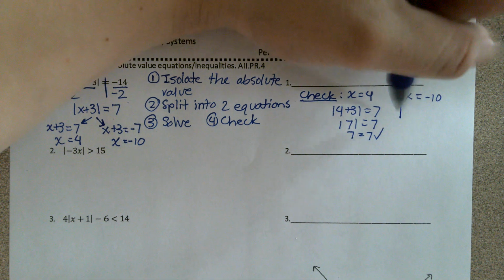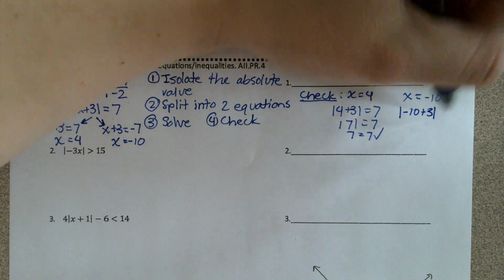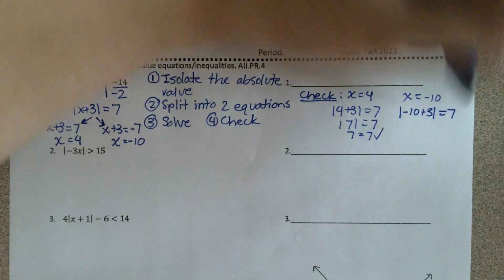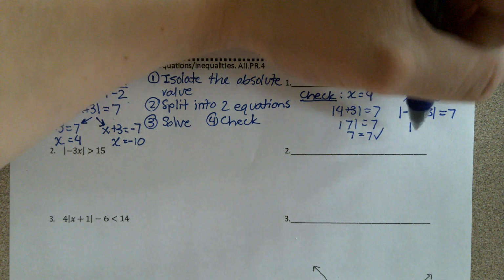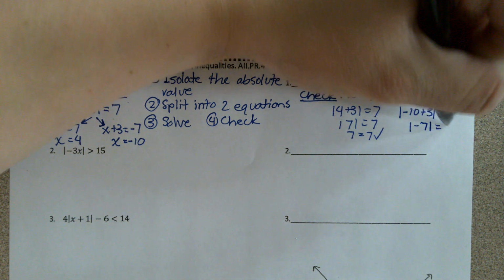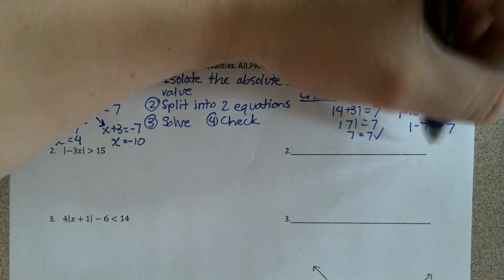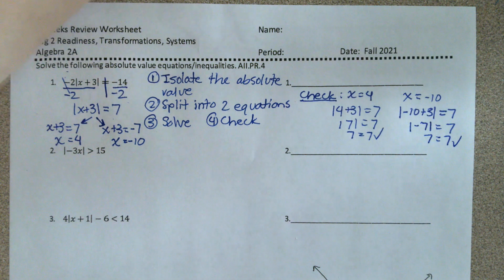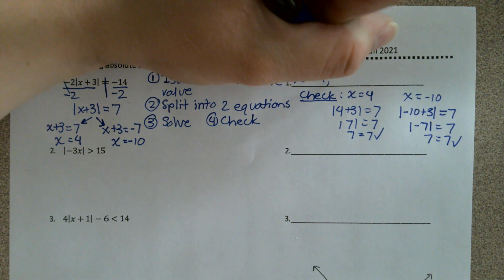Now I'm going to check x = -10. So I plug in the -10 for my x. |-10 + 3| = 7. Do not drop the absolute value yet. -10 plus 3 is -7, but since it's the absolute value of -7, this turns it into a positive 7. So it still works. So my answers are x = 4, comma, -10.